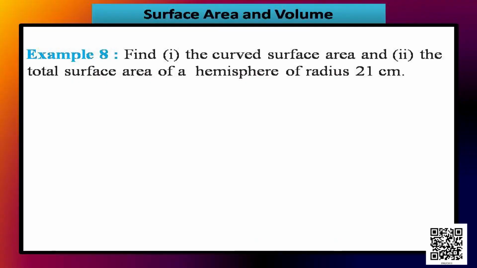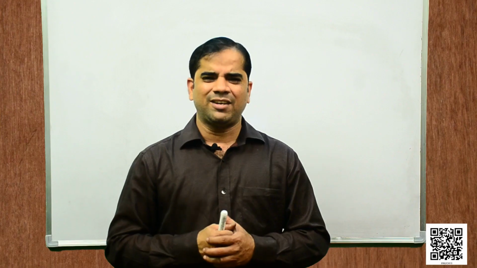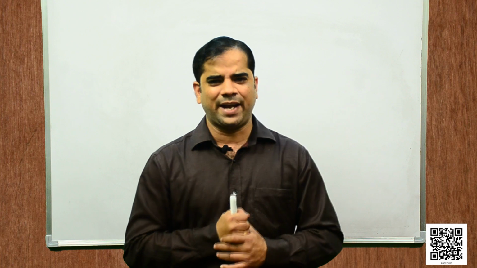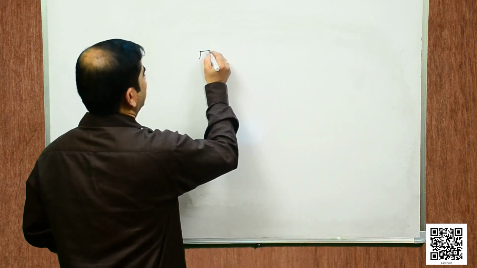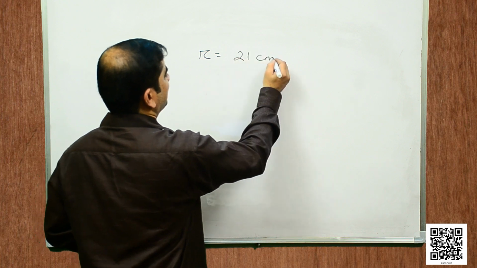It says find first the curved surface area and the total surface area of a hemisphere of radius 21 centimeter. Hope you understand the question. Let us discuss the solution. So, what is given? Radius is equal to 21 centimeter.